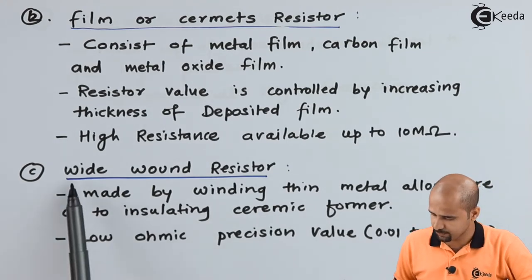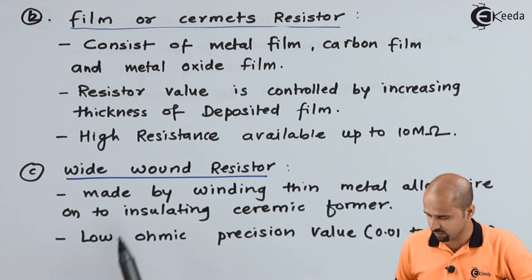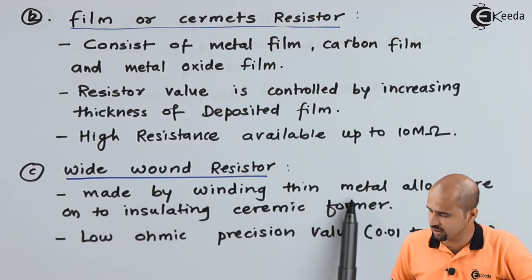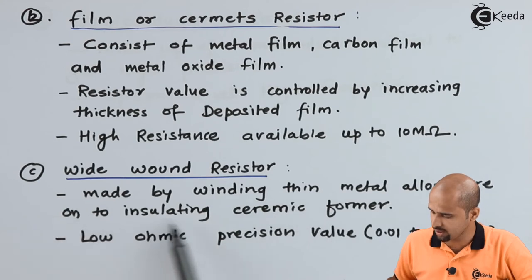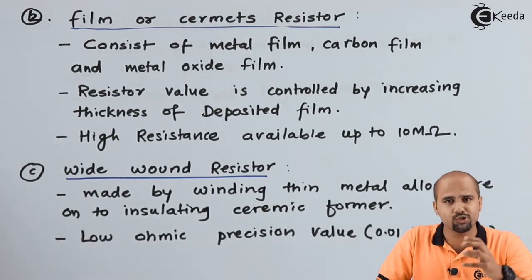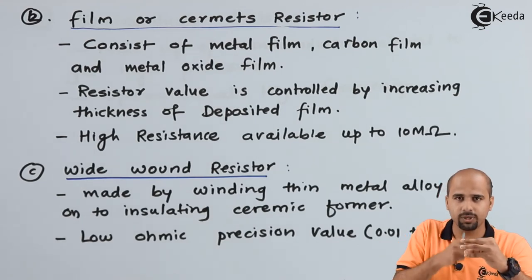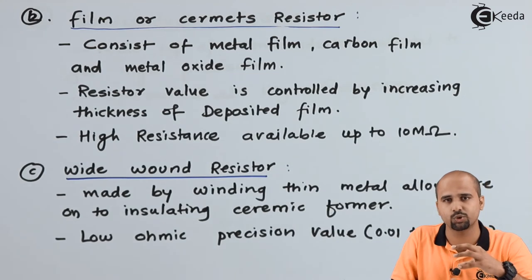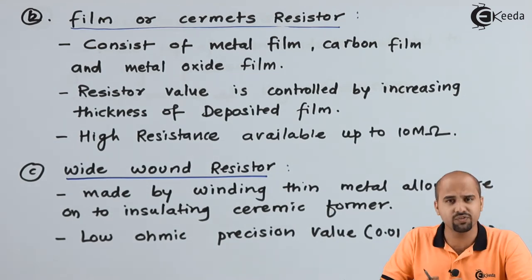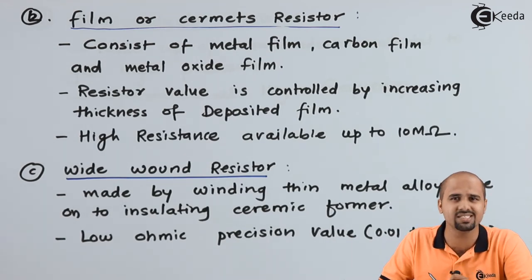Now the third part is wire wound resistor. This wire wound resistor is made up of winding thin metal alloy wire on an insulating ceramic former. So the insulating ceramic former will act as a core, and this metallic alloy wire will be wound on that insulated ceramic former, and this will give you resistance of low precision value. So if there is any change in the resistance, which gives you change in the value of the current, and I want to note that, we can easily note it by this type of resistance.